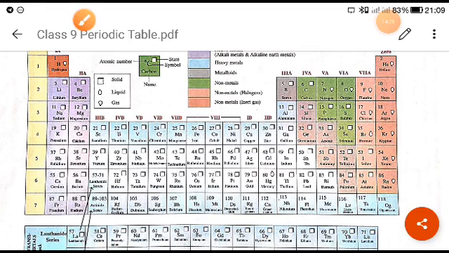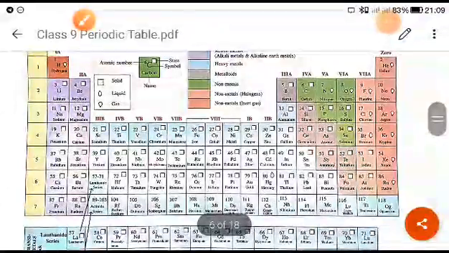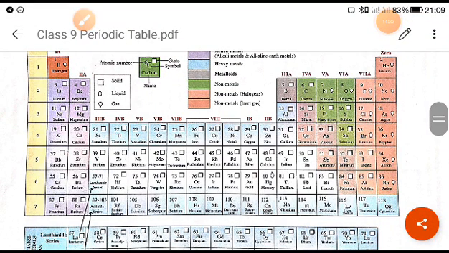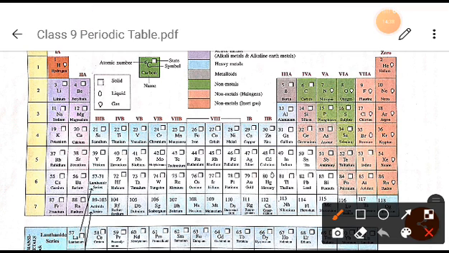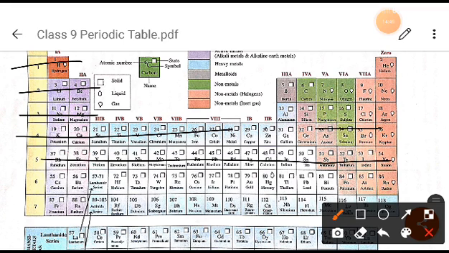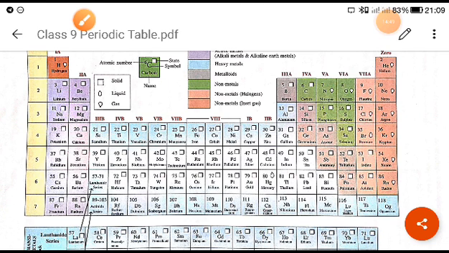Okay. So this was about the groups. Now next, if you look at the periods, there are 7 horizontal rows in the modern periodic table. Each is called a period. Okay. This is the first period, this is second, this is third, this is fourth, this is fifth, this is sixth, and this is seventh period. Okay. Seventh period. So the number of shells present in an atom determines its period, right?